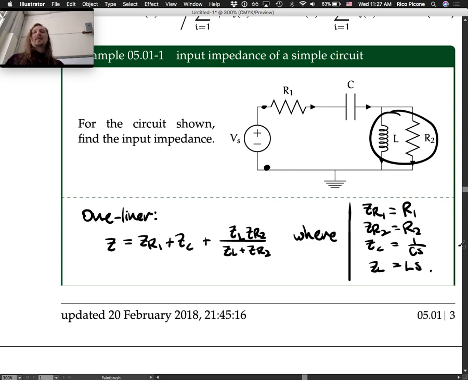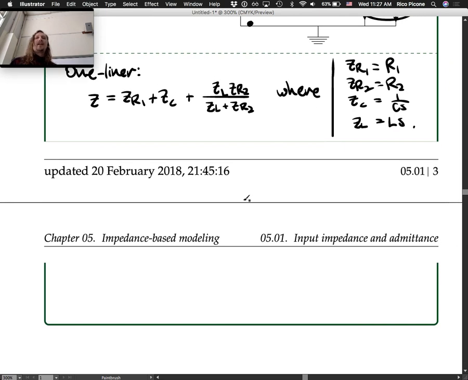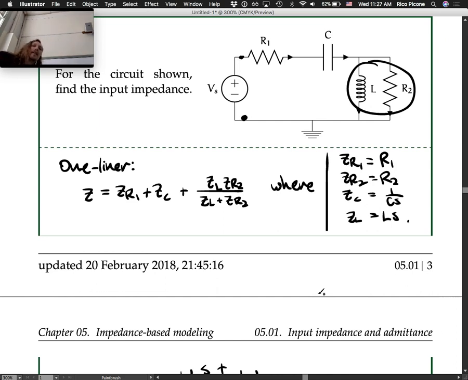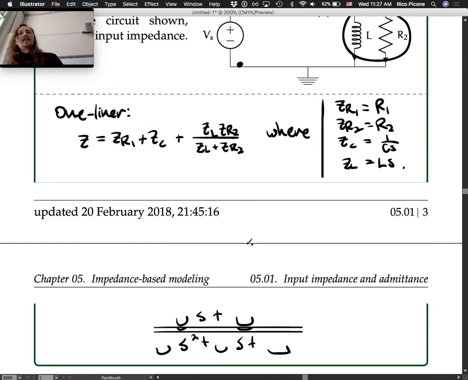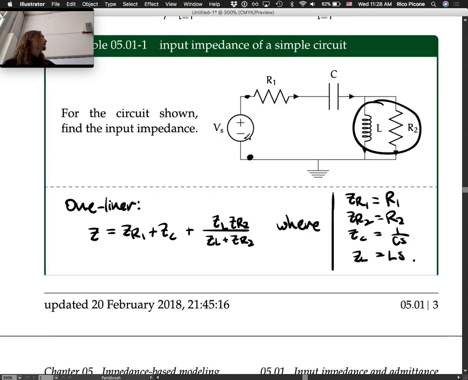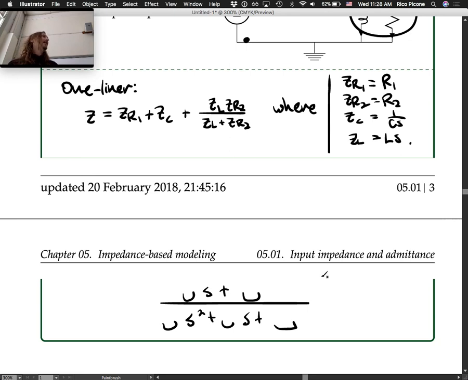For this example, if you work this out and simplify it, it's going to be some fraction with a polynomial in s, right? Actually, can we predict? Well, we could. It's a second order system, right? We have an independent capacitor and an inductor, so it's probably going to be a second order system. So this transfer function, and remember that Z is a transfer function, is the transfer function from the input Vs to the current that the supply is supplying, Is. The denominator is going to be a second order polynomial.